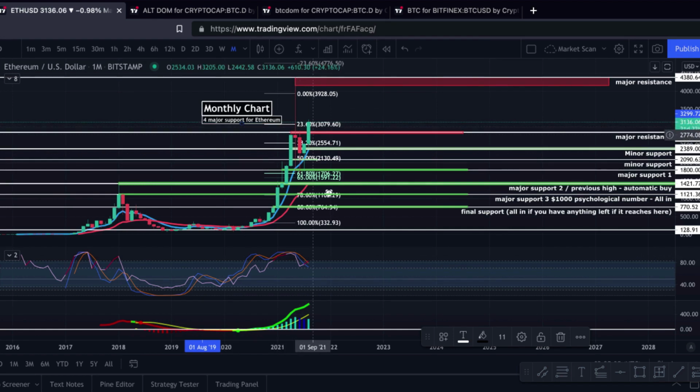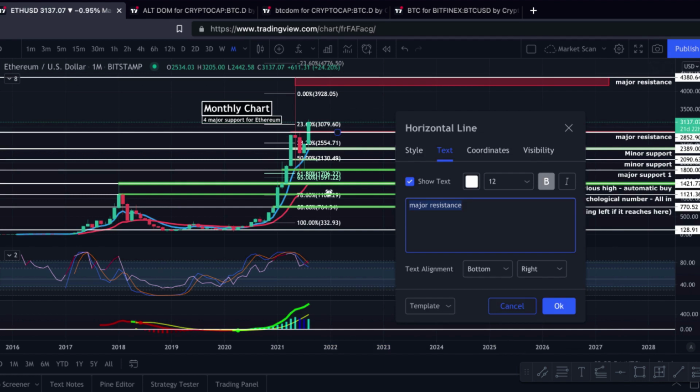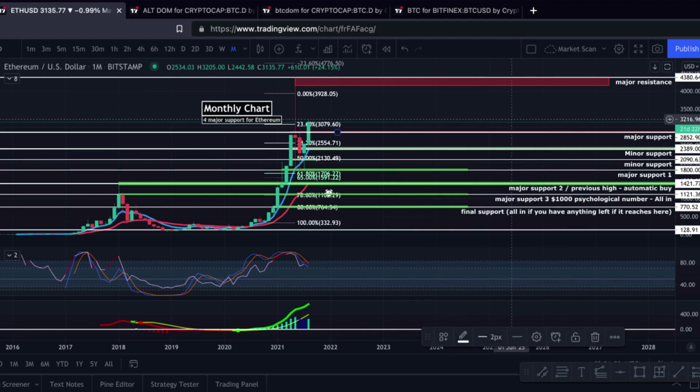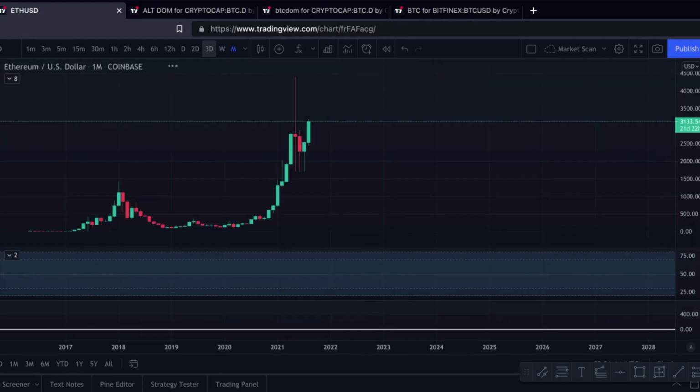I mean, it's going to close above the previous monthly highs. So, closing highs. That's bullish. It's just bullish. This whole thing is bullish, bullish, bullish. Even the major resistance got blown past. So now this is the major support. That's the monthly. Let's look at the weekly.